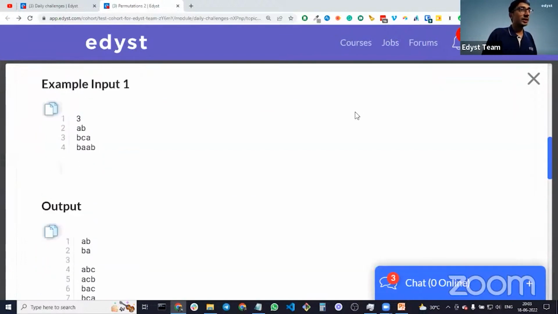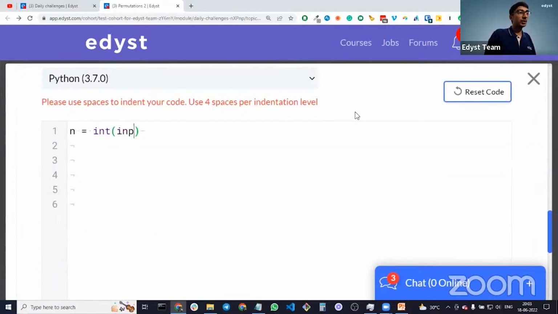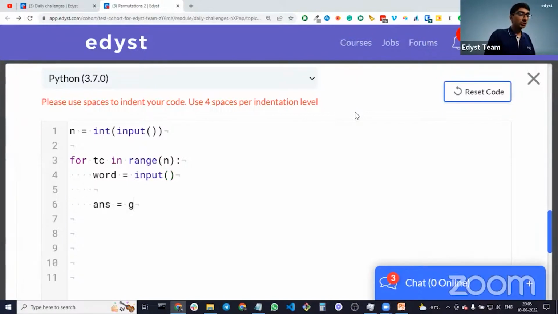But first, to very quickly get it out, I'll say n is equal to int input. And for i in range n, let's say word is equal to input. This is the word for which I should generate all of the permutations. Then let's say answer is equal to generate for this word. And this is going to be a list. So I'll print out for i in answer, print i. The question says that after I'm done with that, print a new line, so I'll print a new line over here.